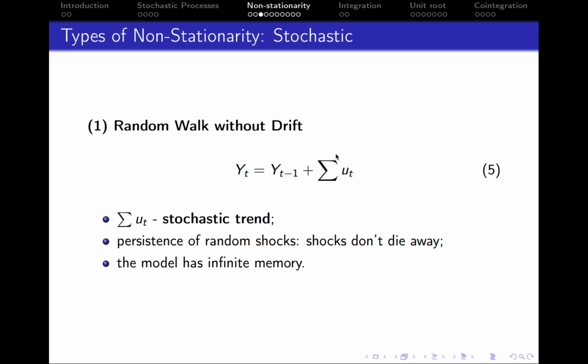So this term over here, the sum of the error terms, actually has its own name, and it's called stochastic trend. And it represents the fact that random shocks are persistent in the system, or in other words, shocks do not die away. So whenever a shock happens to the variable y, it stays in its equation, within this sum of the error terms. And because of this, we say that the model has infinite memory. So every shock that happens to y stays in the system, and it stays in this sum term.